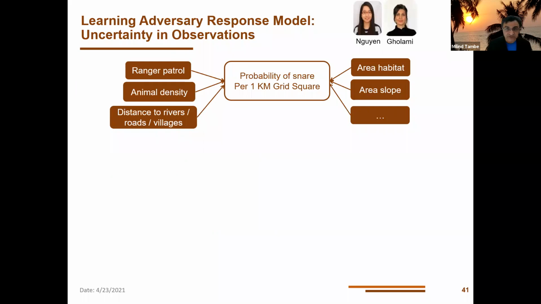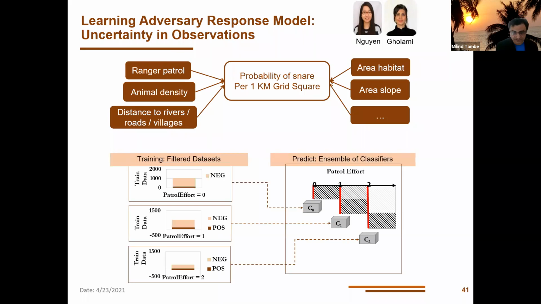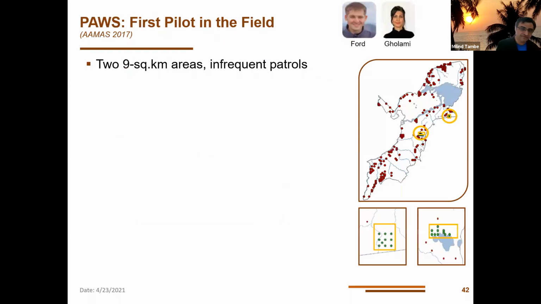So we have 14 years of data from Uganda, with the range of patrol frequency for each grid square. We have information about distance to river, roads, villages, and so forth. And so we can try to learn the probability of where snares may be placed, and the probability of finding a snare per 1 kilometer grid square. In the interest of time, I'm going to skip over the ensemble of classifiers that we built in order to make these predictions and go to the pilot test that we did in Uganda in fall of 2016.